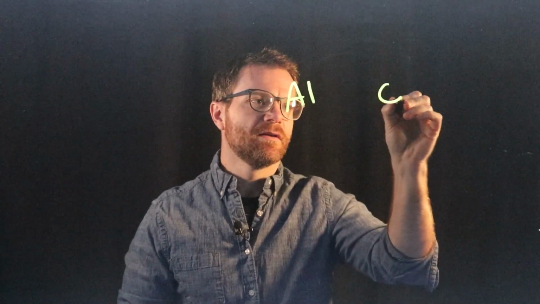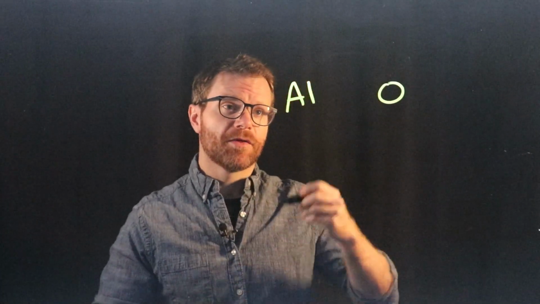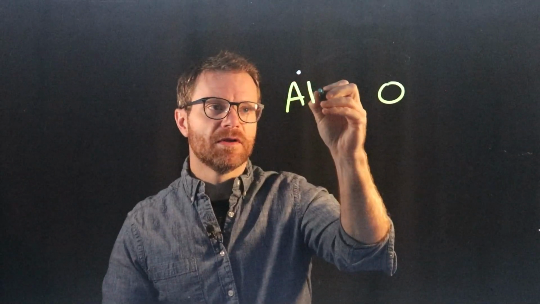What if we had a more complicated example, such as aluminum and oxygen? Now, this time it's a little bit trickier because aluminum is in column 3A of the periodic table, so it has 3 valence electrons. Oxygen is in column 6A, so it has 6 valence electrons.